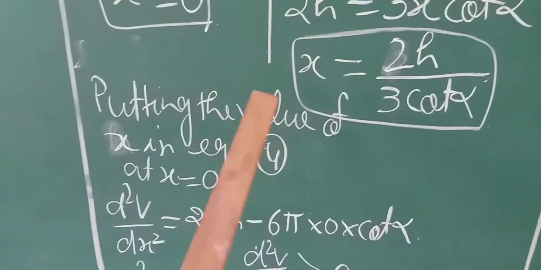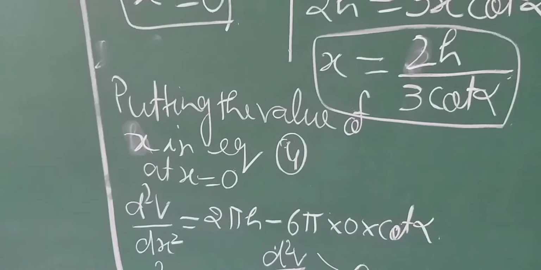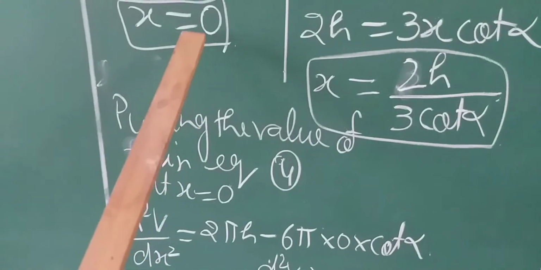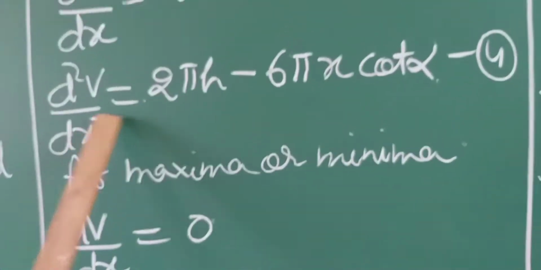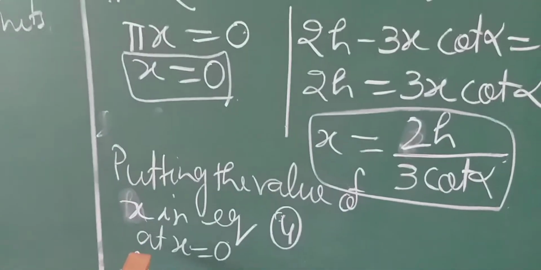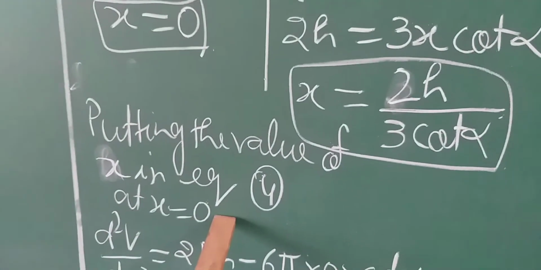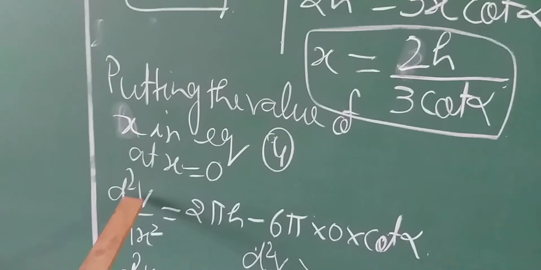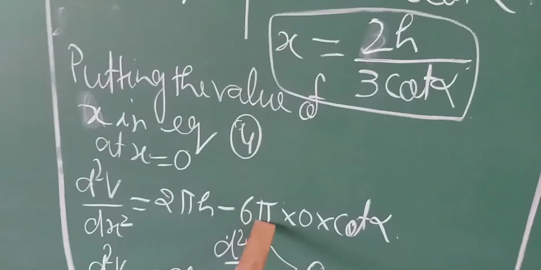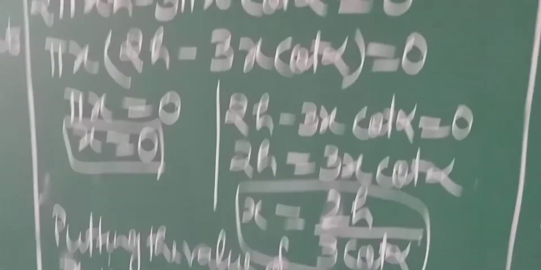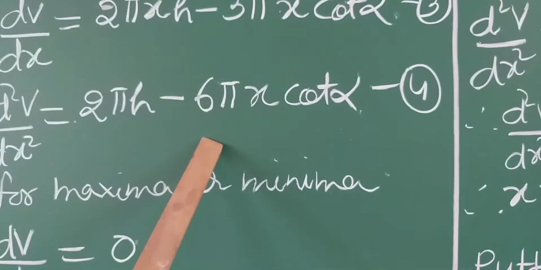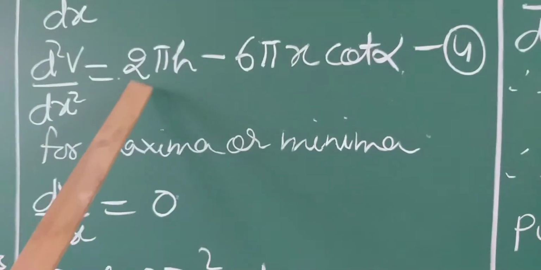Now students, to check the maxima and minima, we have to put the values of x in equation number 4, means second order derivative. So at x equal to 0, the value of d square v upon dx square equals 2 pi h minus 6 pi 0 into cot alpha. Here at the place of x we can put 0, so it will be 0. So d square v upon dx square equals 2 pi h.